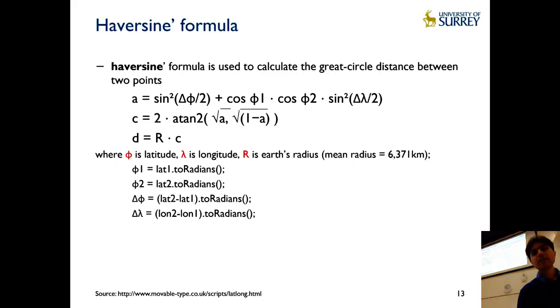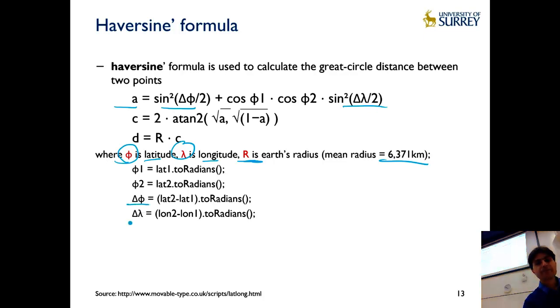And to do that, do you know sine and arctangent and all these calculations? Yeah? You calculate an A, which is the square of the sine of delta phi divided by 2, plus cosine of phi 1 times cosine of phi 2 times sine square of delta lambda divided by 2. The important thing is this phi and lambda are the latitude and longitude data. R is the radius of Earth, which is 6,371 kilometers.